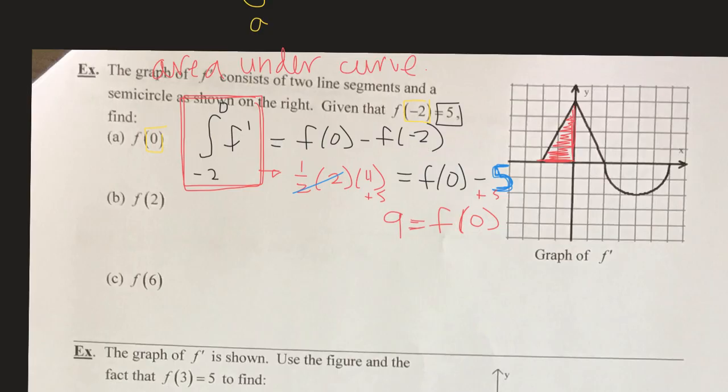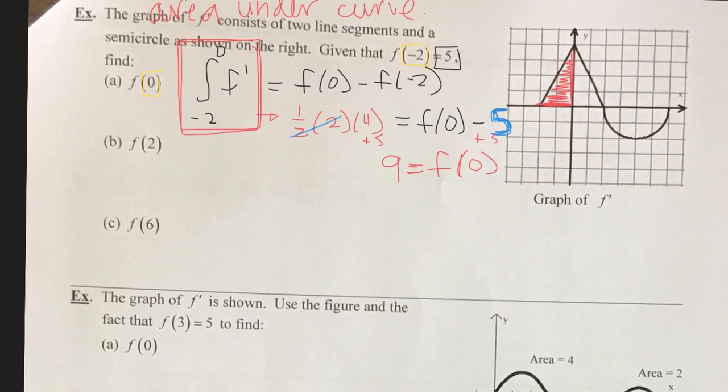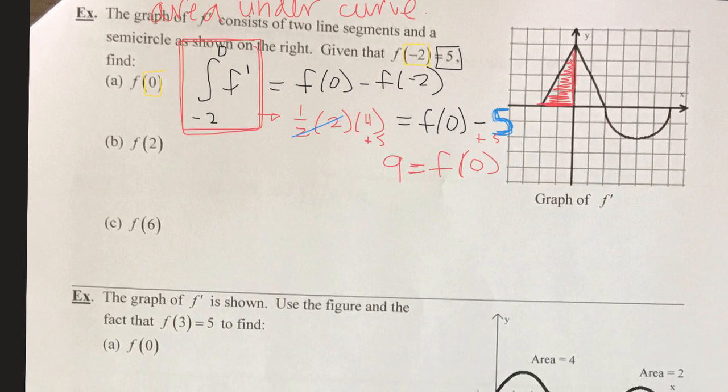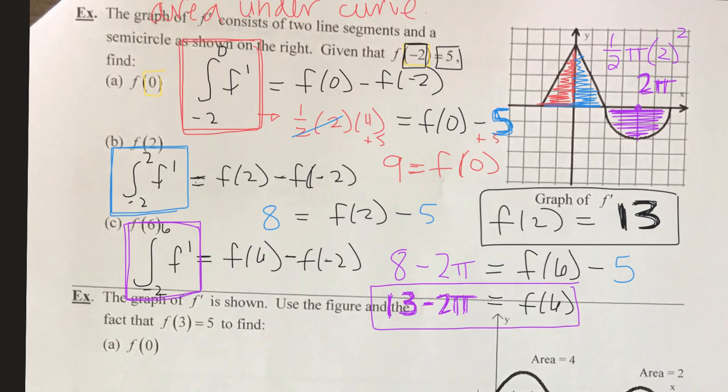Let's do those same kind of things here for part B and for part C. We're going to find f of 2 and we're going to find f of 6 using our fundamental theorem of calculus. So those are our last two answers. So the area from -2 to 2, right, is this triangle with a base of 4 and a height of 4. So that area is 8. So the y value when x is 2 is going to be 13.